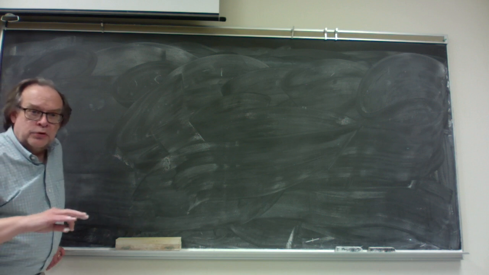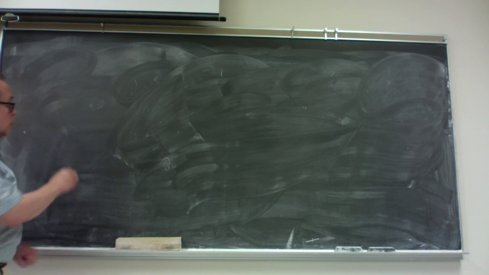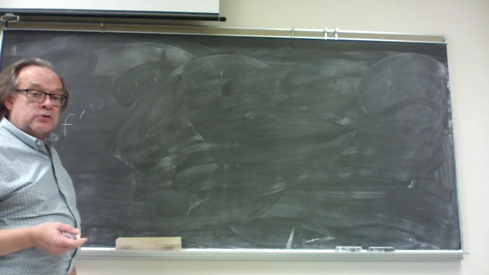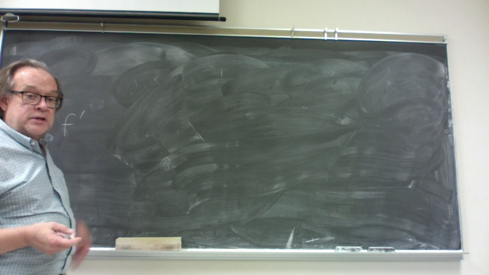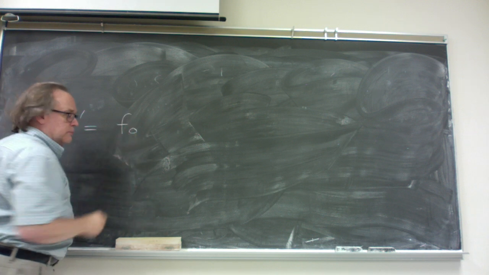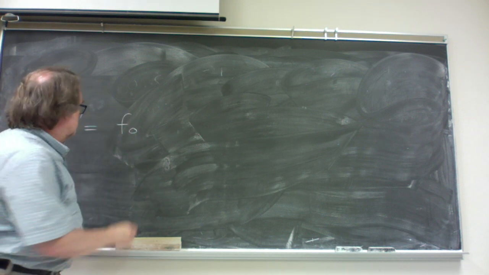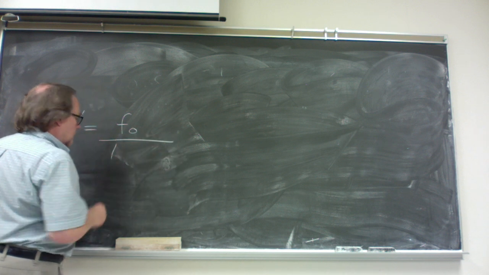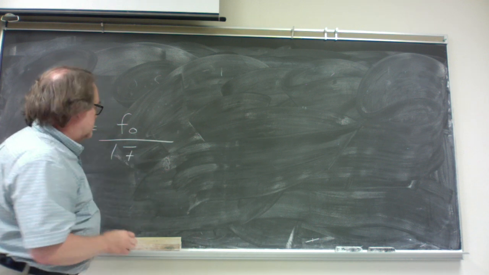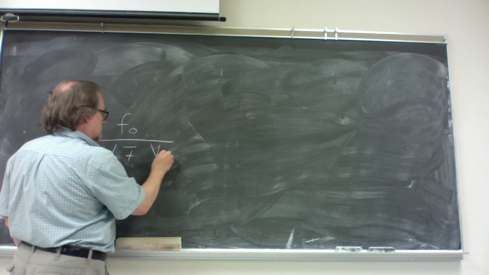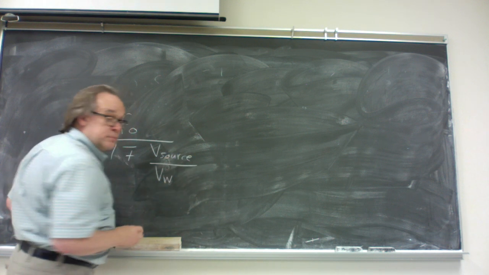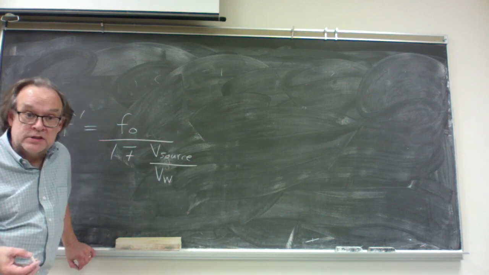In this case, we'll look at both a graph and the actual equations. For a stationary observer and a moving source, the frequency that the observer actually hears is equal to the frequency at the source divided by 1, either plus or minus, minus or plus, the speed of the source divided by the speed of the wave, the speed of the sound wave in this case.